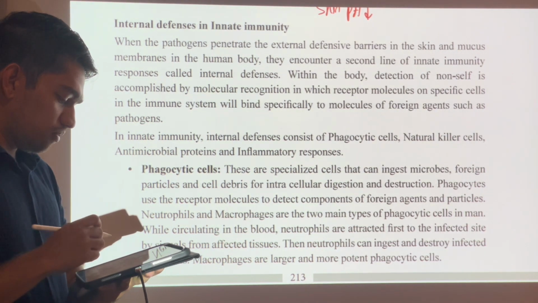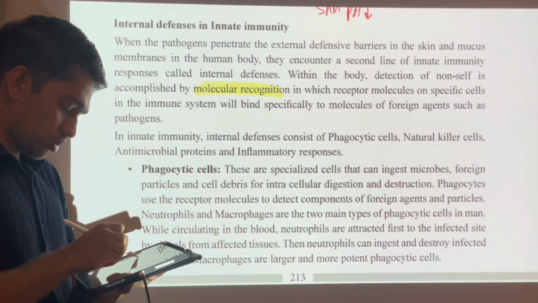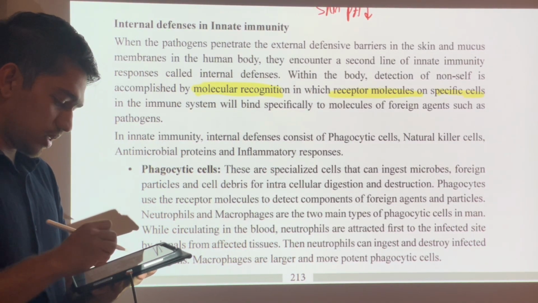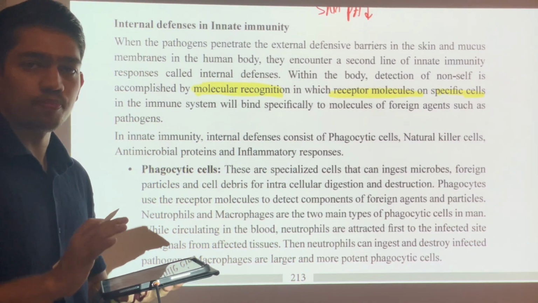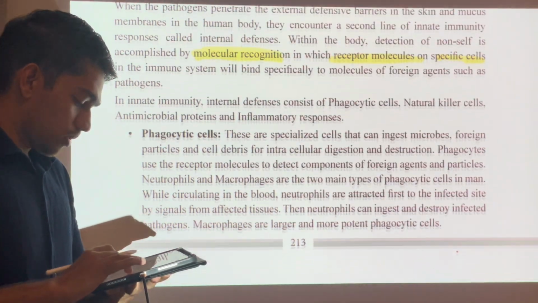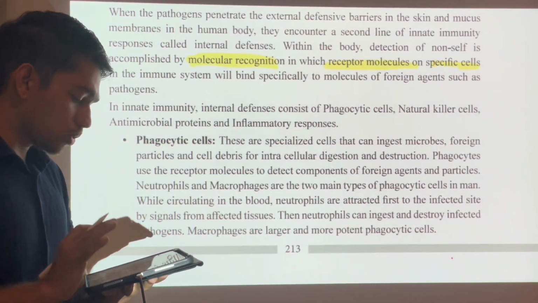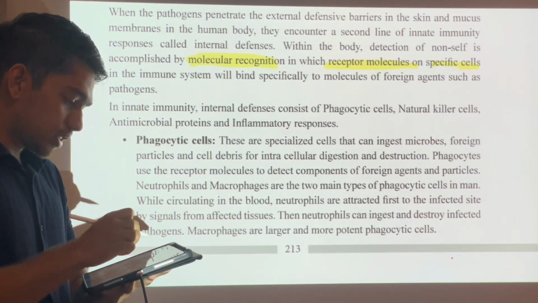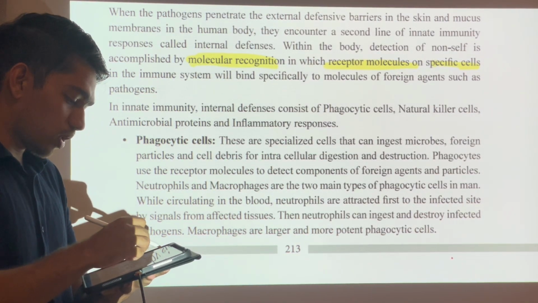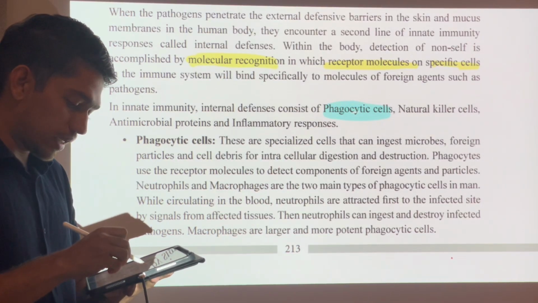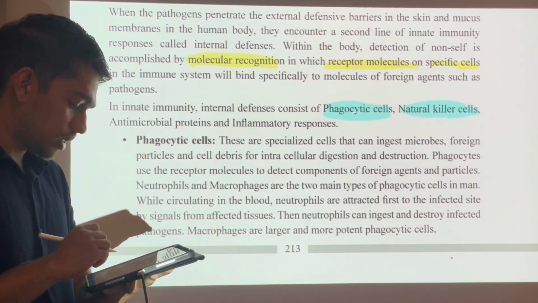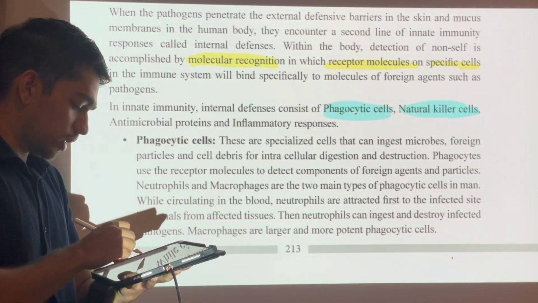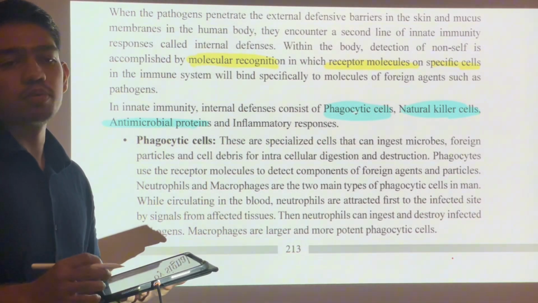So it is going to involve molecular recognition, with receptor molecules on specific cells of the immune system. I'll show you these receptors on immune cells. So I mentioned a certain group of soldiers, such as your phagocytic cells, your NK cells or natural killer cells, and it's going to include some weapon systems such as antimicrobial proteins, and an inflammatory response.